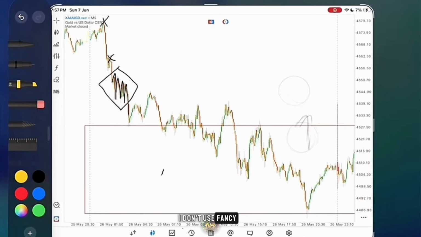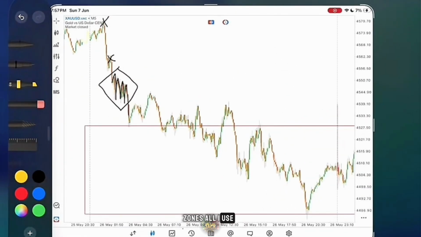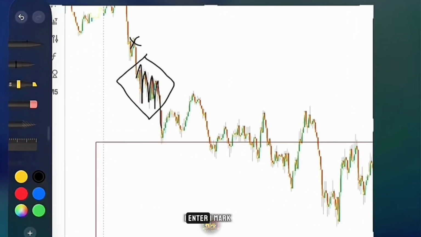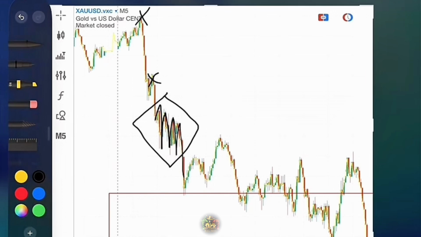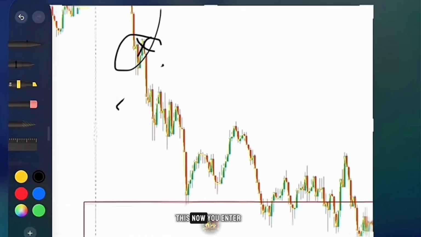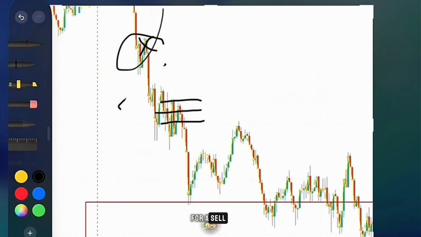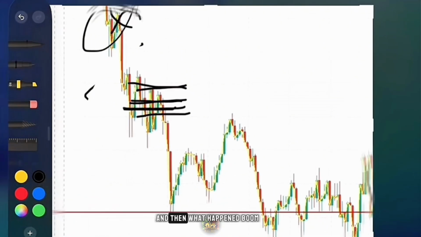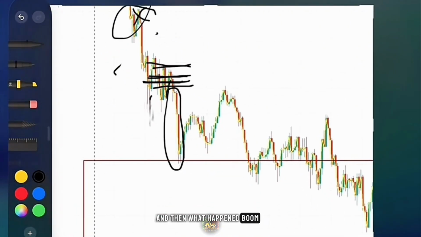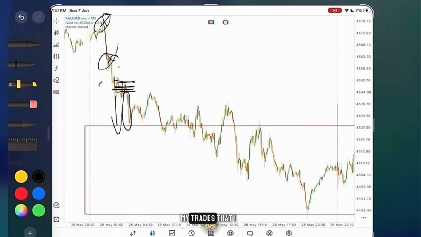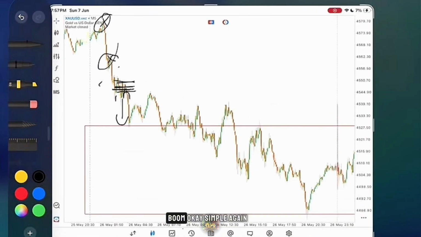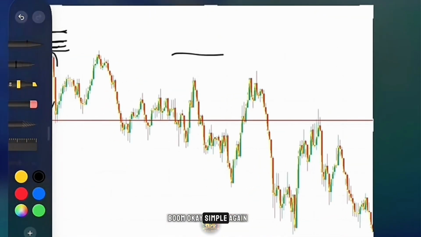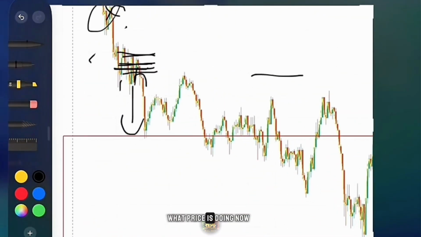This is how I trade. I don't use fancy zones. All I use is my eyes. I see, I enter, I mark, I enter. I read the candlesticks. First, second, you have this now. You enter for a sell. And then what happened? Boom. This is one of my trades that I give in my channel. Simple.